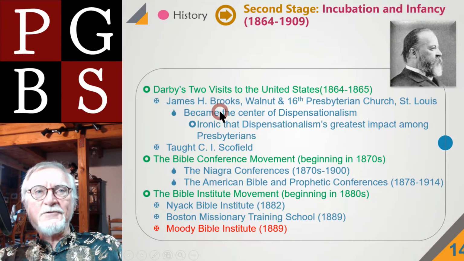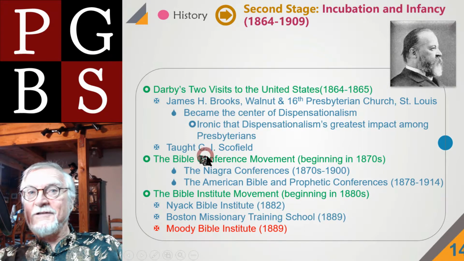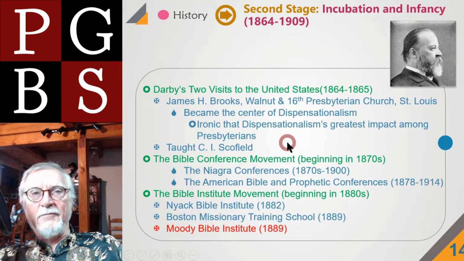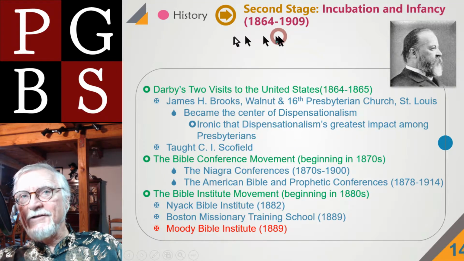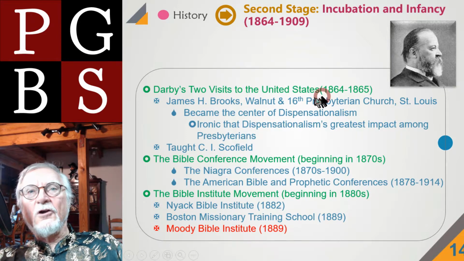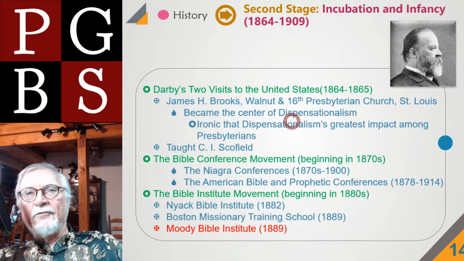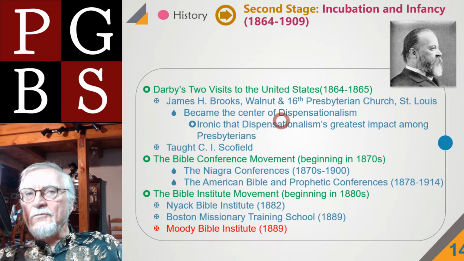Now, Brooks was important because he taught C.I. Scofield. He's the guy that wrote the famous Scofield Bible, which we'll talk about in a minute. The first version of that Bible was published in 1909. So there you get dates. 1864, Darby comes to teach Brooks in St. Louis. And then in 1909, C.I. Scofield publishes his first Scofield Bible. Now, of course, dispensationalism was sort of under the radar here as it's growing up and people are spreading its doctrine through papers and talking and so forth.